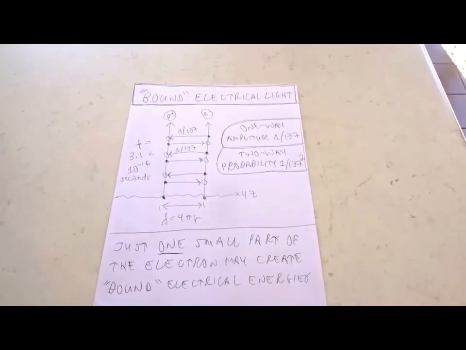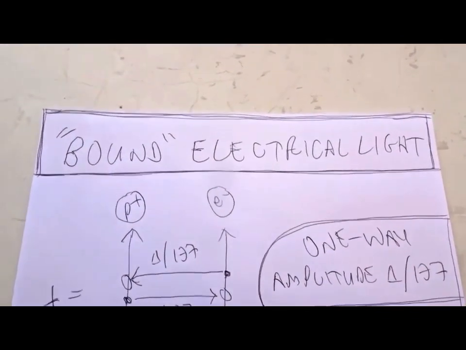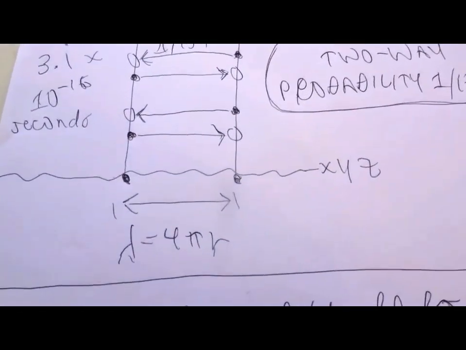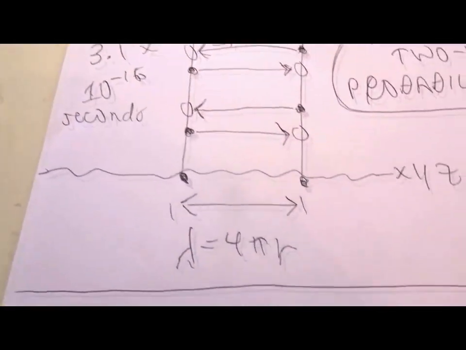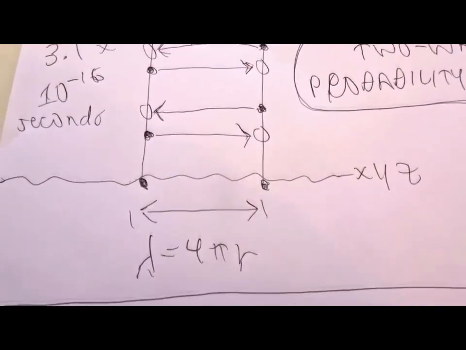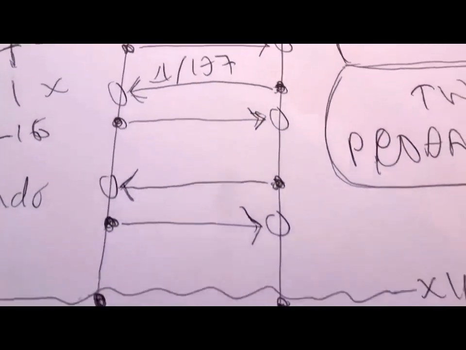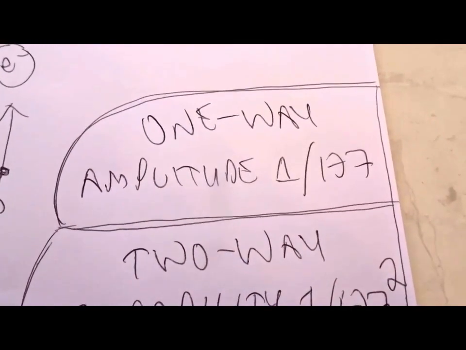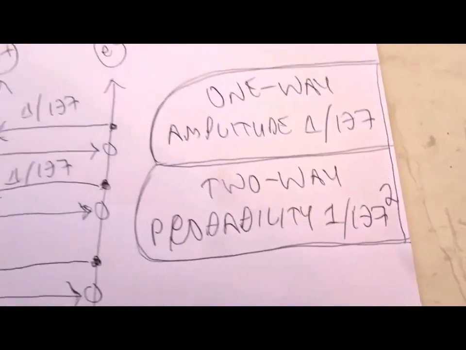Let's consider next what might be happening here in terms of quantum physics. Now first we're going to look at bound electrical light. And here we have a proton and electron attracting one another over a distance of 4 pi r, like in the 1s orbital, over a time of 3.1 times 10 to the minus 16 seconds. And during that interaction, we have all sorts of electrical exchanges, each of amplitude 137 back and forth between the proton and electron, left, right. The one-way amplitude is 1 over 137. The two-way probability is 1 over 137 squared, and that's very well known.